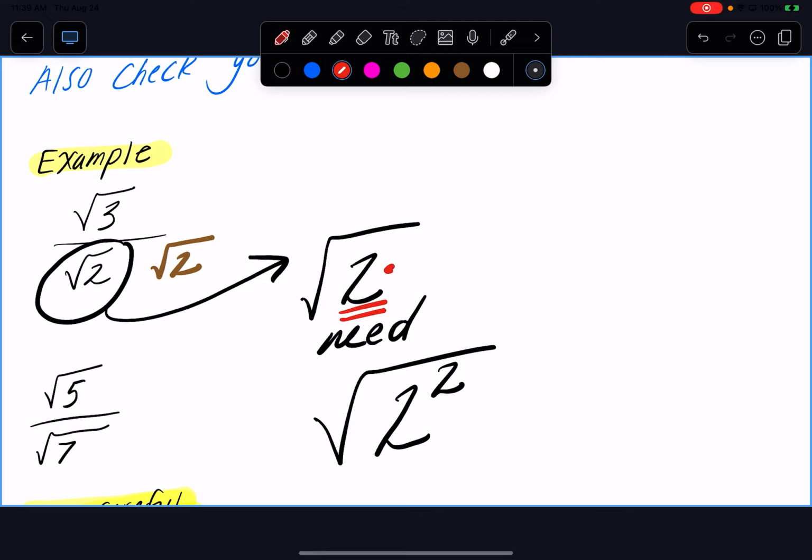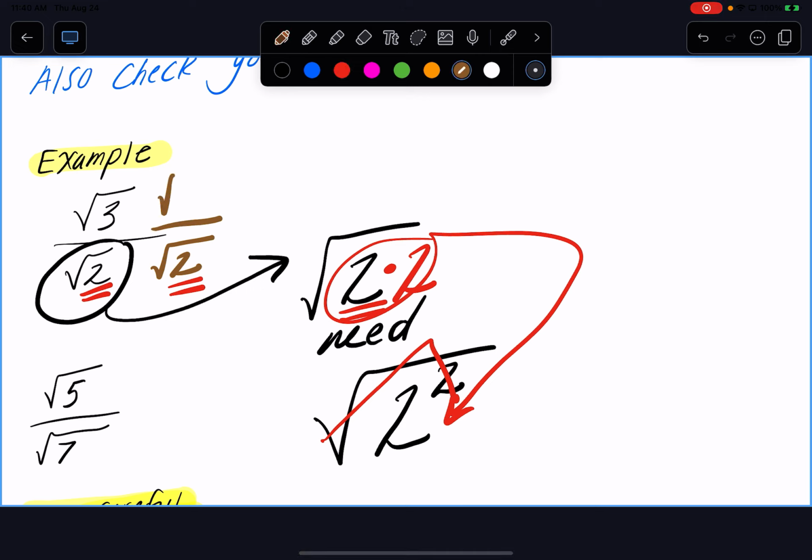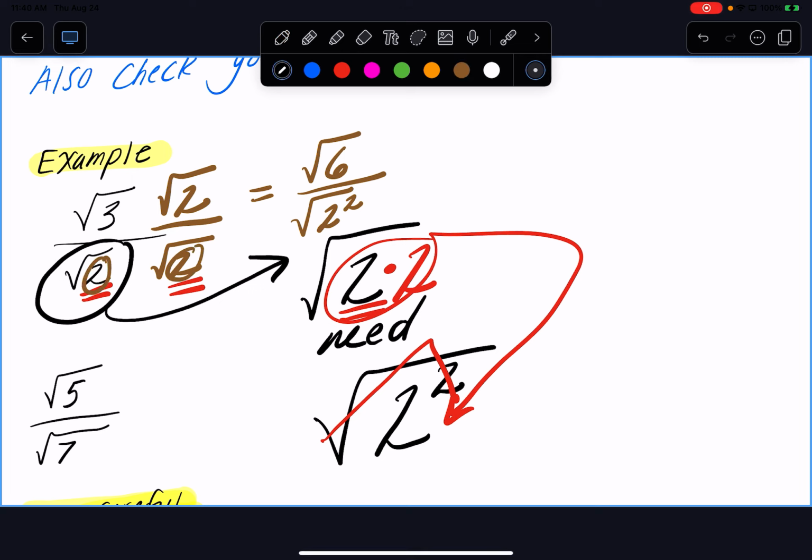Okay, so if you do that to the bottom, you're also doing it to the top. So what's the top answer? Root 6. On the bottom, we have the square root of 2 squared. Why? Because it's 2 times 2. 2 times 2 is 2 squared, my friends. Could you write it as 4? Yes, it's the same thing, right, everyone?